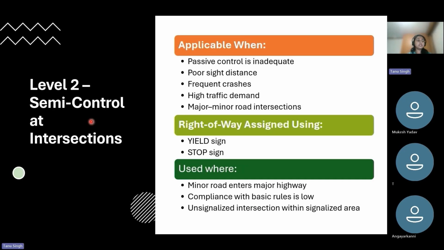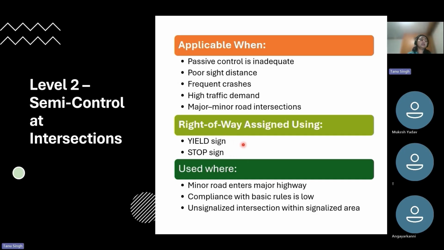Now coming to level 2, that is semi-control at intersections. Semi-control is mainly used when passive control is no longer adequate. For example, if sight distance is poor, if frequent crashes are occurring, or if traffic demand has increased significantly, we cannot just depend upon the basic right of way rules. In those cases, we apply the semi-control system. Semi-control mainly uses the stop and yield signs.